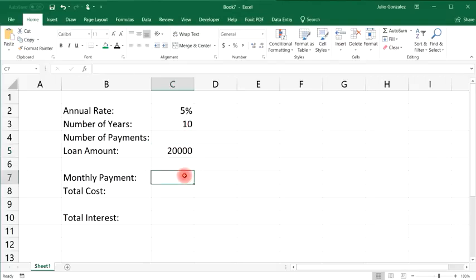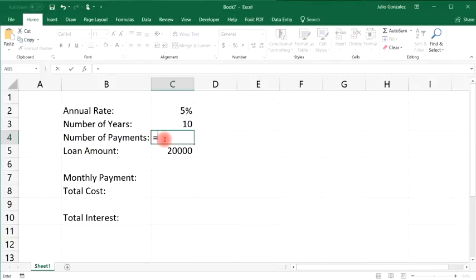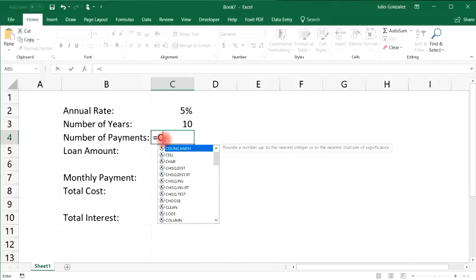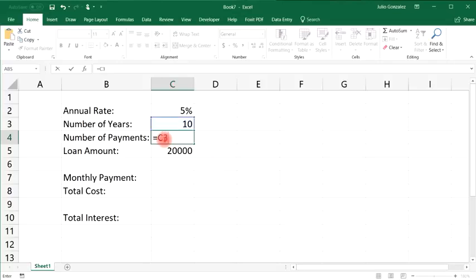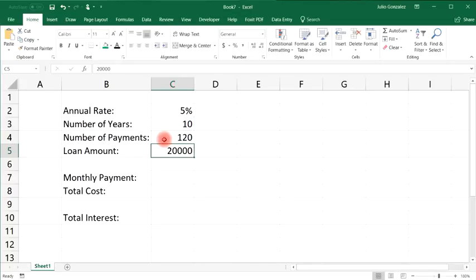So to figure out the monthly payment, we need to use the PMT function. But first, let's write a formula that will tell us how many payments we need to make in the course of 10 years. Since we're making monthly payments, and there are 12 months in a single year, in 10 years there's going to be 120 months. To write a formula for that, we're going to put equal the number of years in cell C3, which is 10 years, times 12. And so 10 years corresponds to 120 months, which we have here.